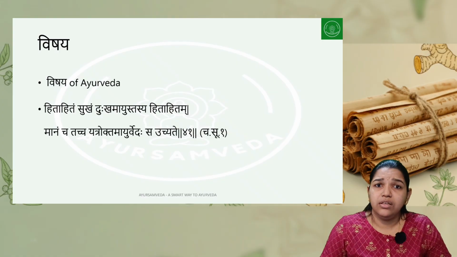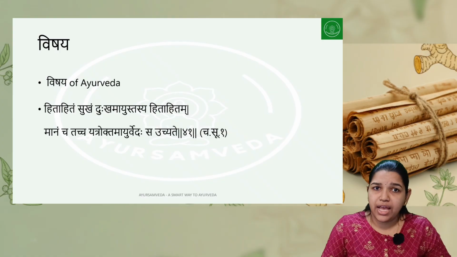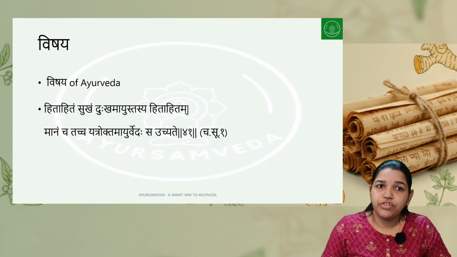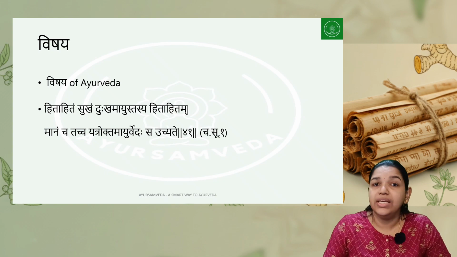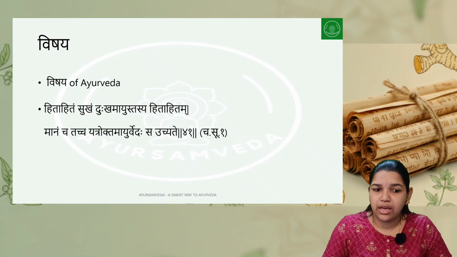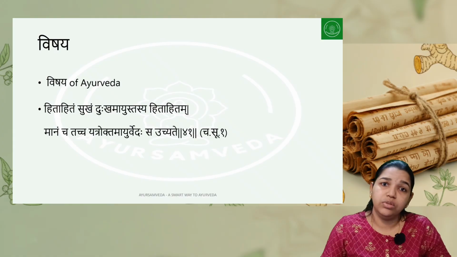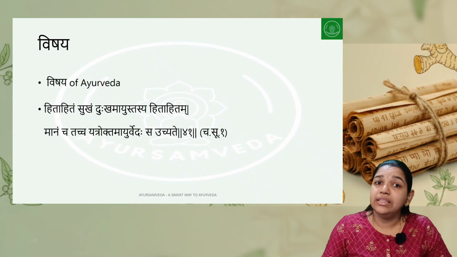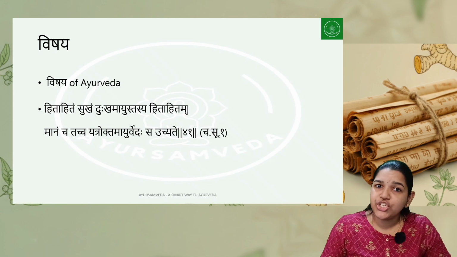So we can see the Vishayas of Ayurveda in different aspects. One aspect is that the definition of Ayurveda has been explained as Hitahitam, Sukham Dukkham, Ayustasya Hitahitam, Manam cha tacha yatroktam Ayurveda sa uchyate. So the whole purpose of Ayurveda, or whole thing being explained in these Samhitas, is related to Ayurveda. That is the Hita as well as Ahita Ayu, the Sukha as well as Dukha Ayu, and their Mana. These are the main points covered in all of the Samhitas. So this is one of the Vishayas of Ayurveda.